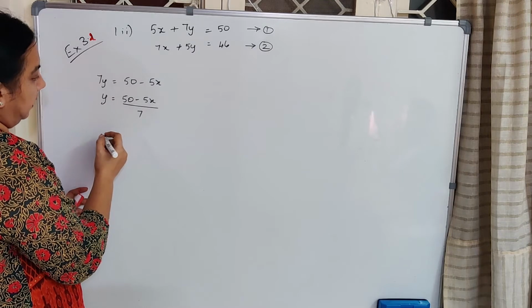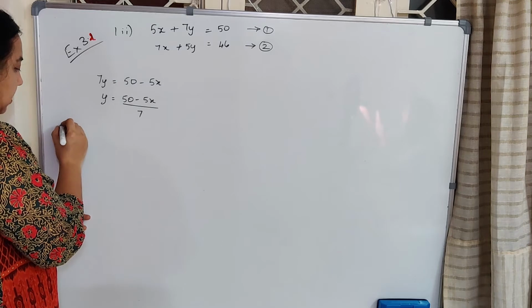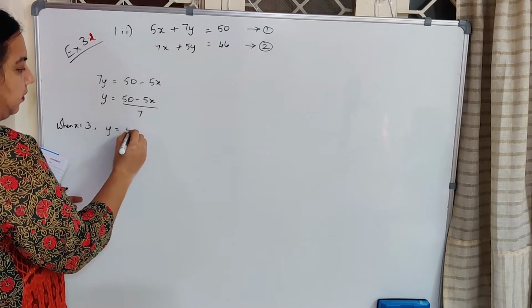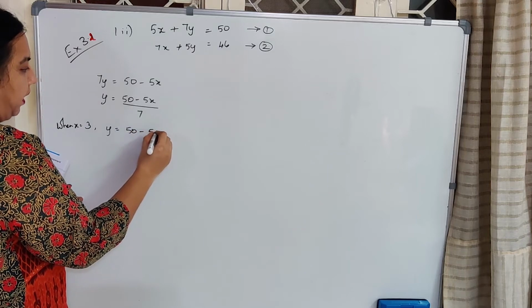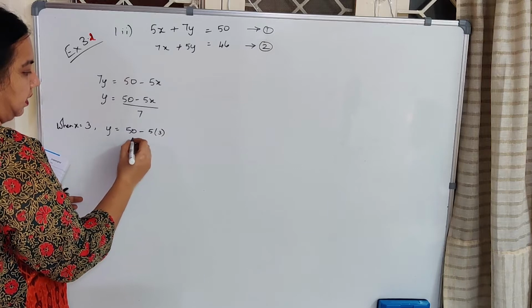Then next, for this I have to substitute different values of x. So I am considering x is equal to 3. y is equal to (50 minus 5 into 3) by 7, and that becomes 15 in the numerator, right?